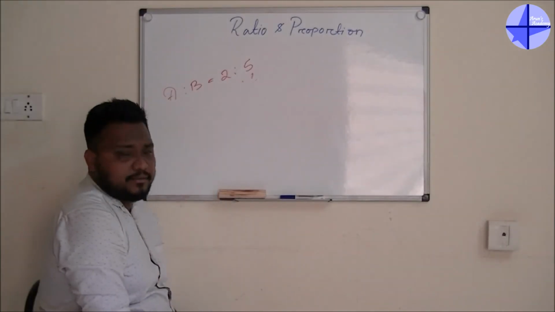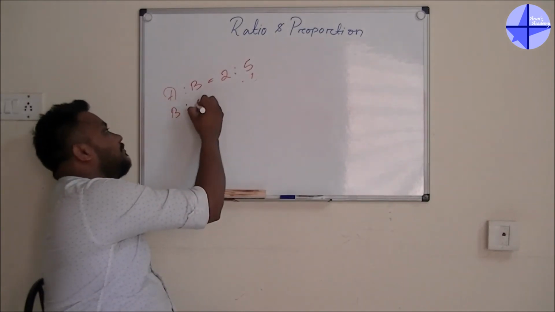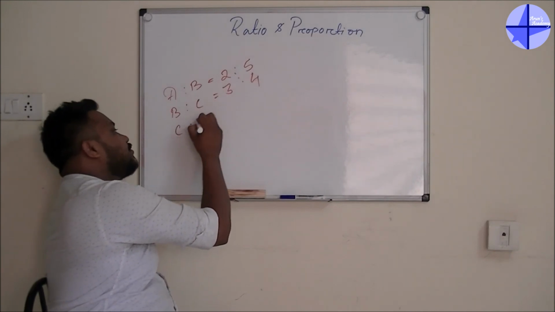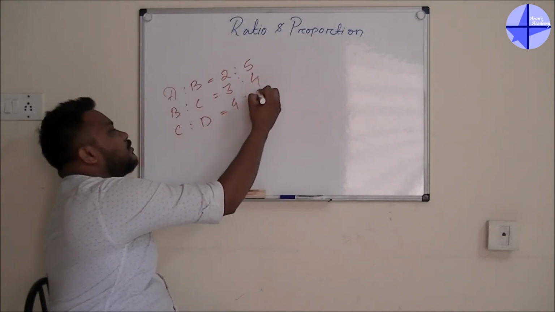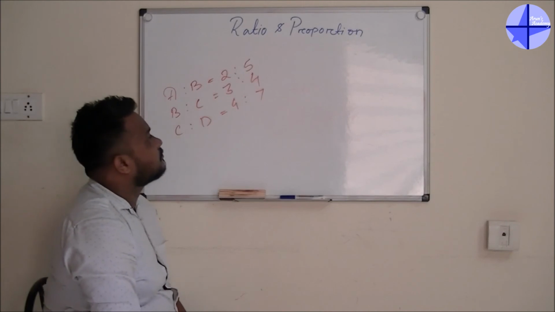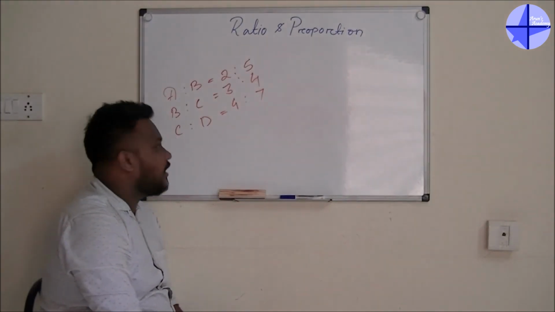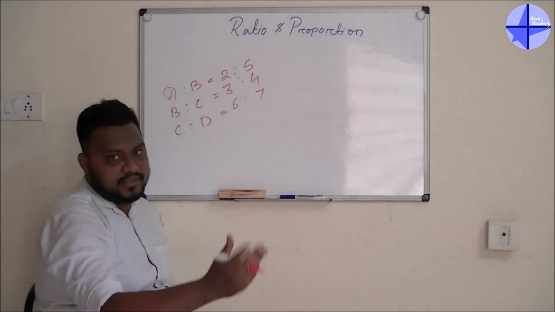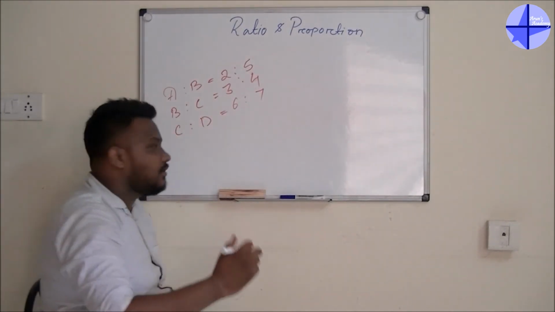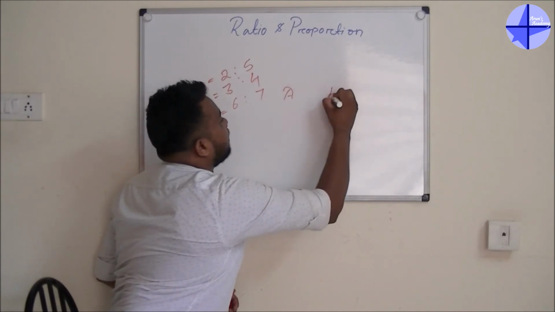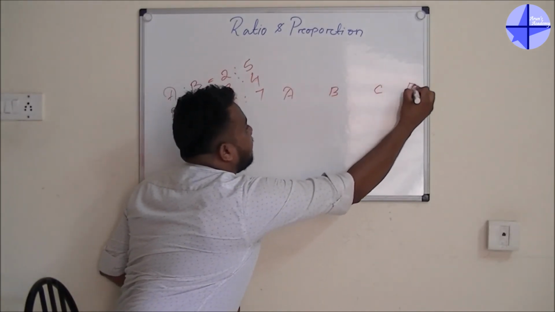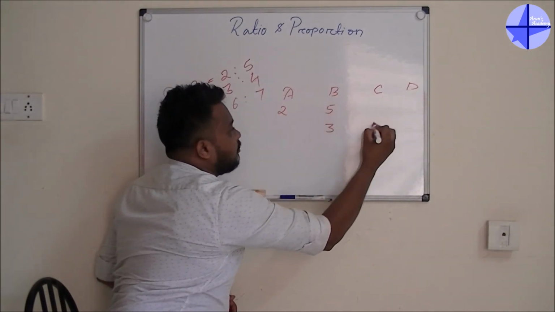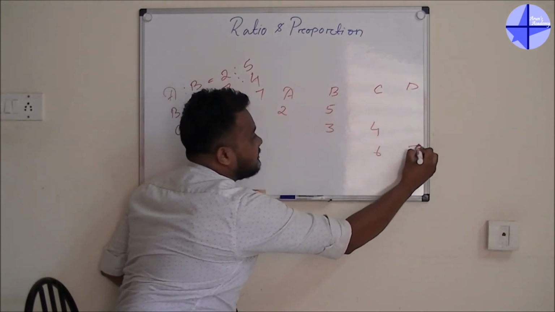A is to B is given. I will take B is to C, 3 is to 4. C is to D is equal to 4 is to 7. Okay, let's make it 6 is to 7. Easy to understand. So what I will do, I'll write A, B, C, D. 2 is to 5, 3 is to 4, 6 is to 7.